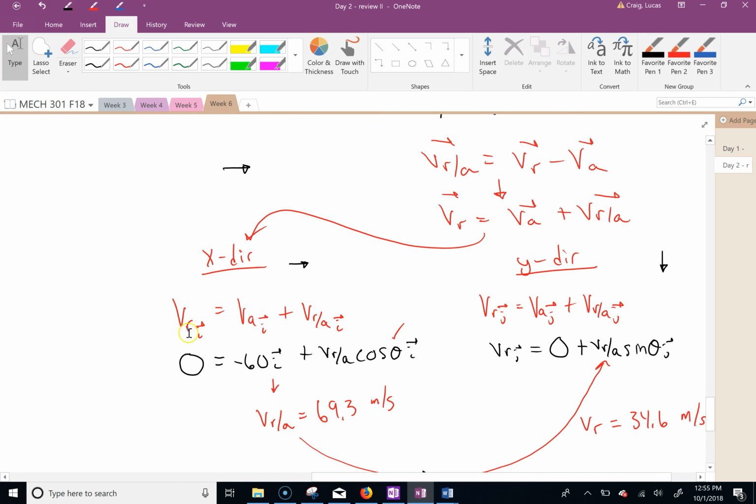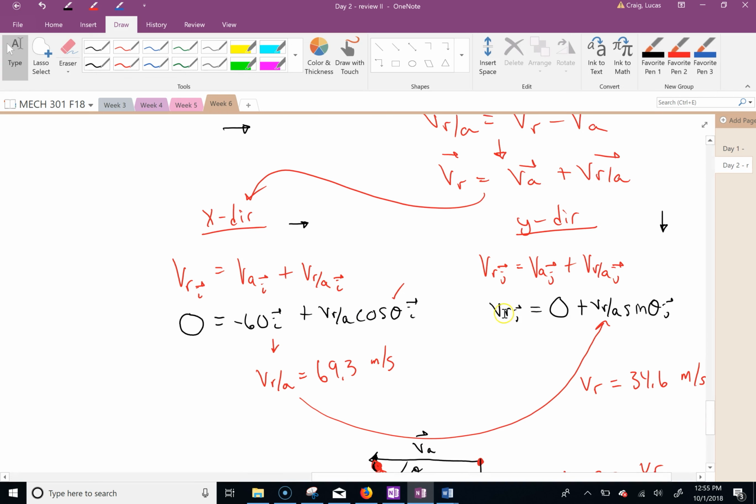So here, the velocity of the rain in the i equals velocity of the automobile in the i, plus the velocity of the rain with respect to the automobile in the i. Same with the y direction. Okay, we have velocity of the rain in the j, velocity of the automobile in the j, plus the velocity of the rain with respect to the automobile in the j.